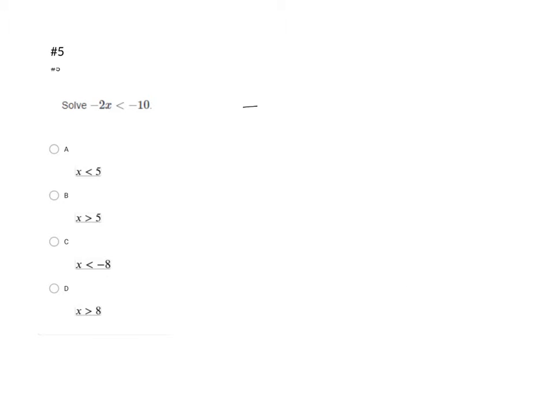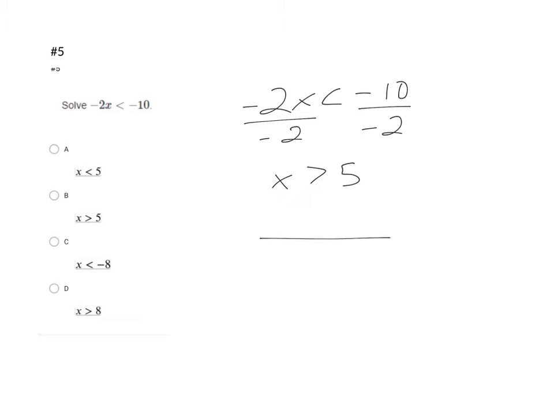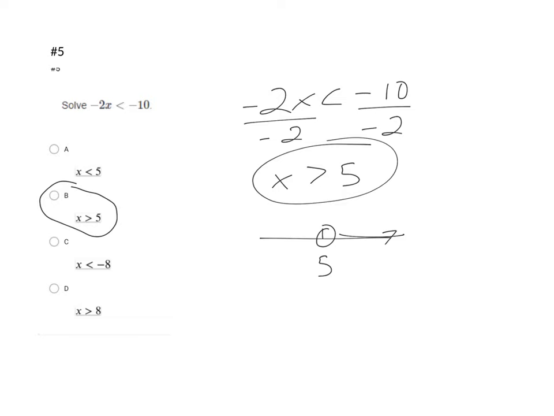Number 5. -2x is less than -10. Divide both sides by -2, remembering we've got to flip the inequality. This would be an open circle at 5 headed to the right. But we just need this part: x greater than 5. Letter B.